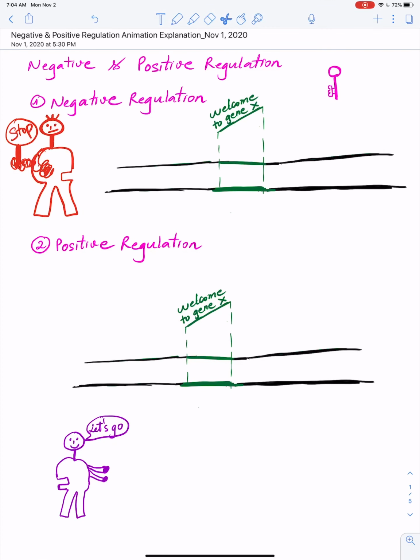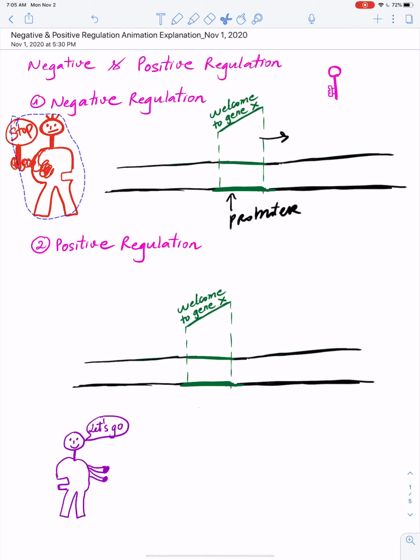Welcome to Cells, and I just want to share with you how negative and positive regulations work. First, I want you to try to understand what negative regulation means. In negative regulation, the gene's DNA acts like a road, and the promoter is like a gate that you have to go through to get into the gene to create the mRNA for that gene.